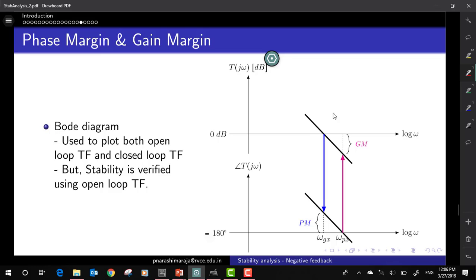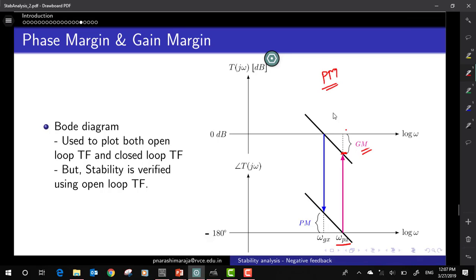In this case, you can see that there is a phase plot. This phase plot intersects the 180 degree line, and I'm reading this intersection as omega px, which is nothing but the phase crossover frequency. Clear? Now at this particular frequency, I'm trying to read the magnitude of my loop gain. The difference in the magnitude from 0, whatever magnitude value I have at omega px, is termed the gain margin. I think you know about this. But out of this we are concerned more about the phase margin, and we'll be using phase margin rather than gain margin.